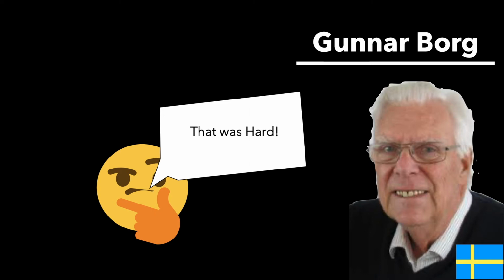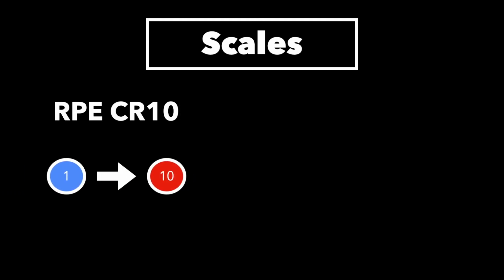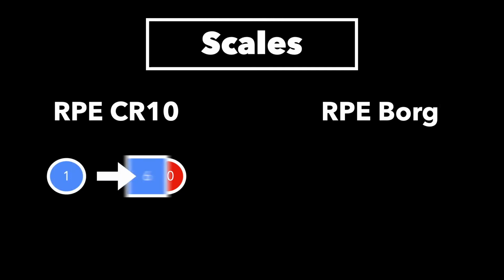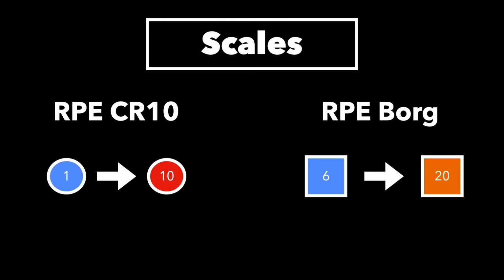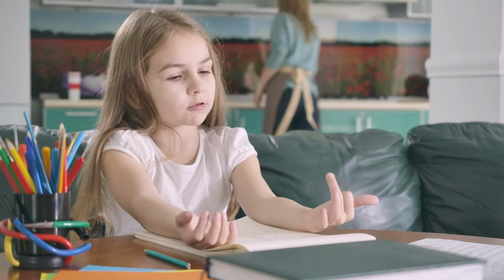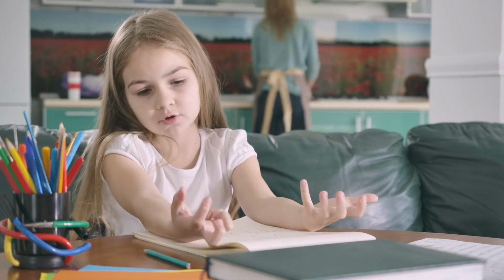But this felt quite inaccurate, so the Swedish scientist Gunnar Borg came up with a much more reasonable statement, like, "That felt like a 7 out of 10." After this, we can divide it into two different scales, CR10, 1 to 10, and Borg, 6 to 20. The most used one is CR10, which in my head feels the most reasonable, as it's simpler to think of 1 to 10 than 6 to 20.